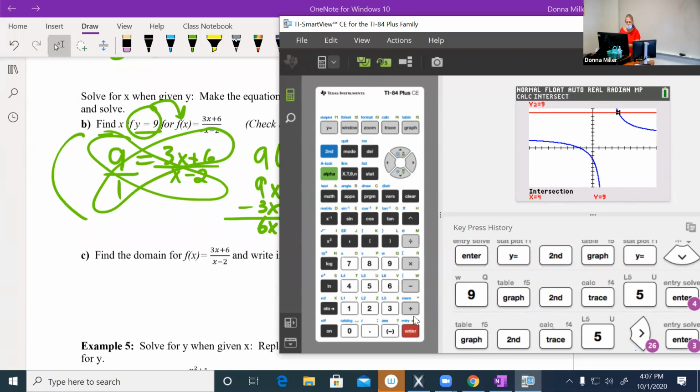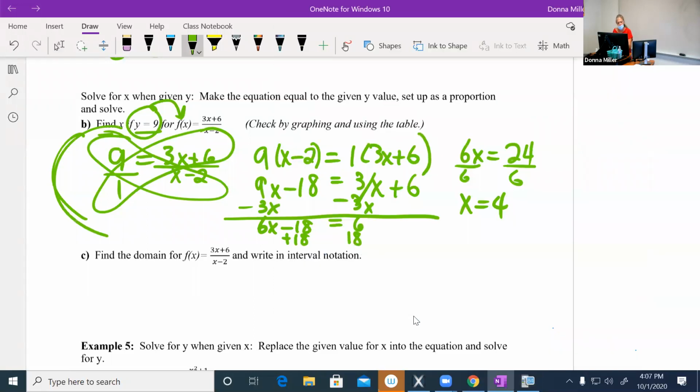Okay. You see, all I'm doing is solving this equation here. That's really all I'm doing. I'm plugging it into the calculator, solving this equation. Okay.